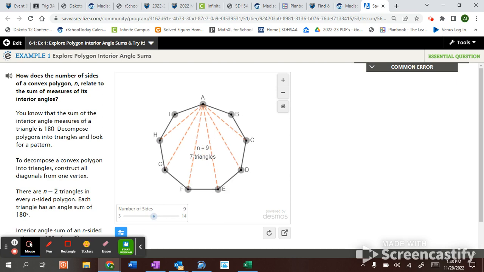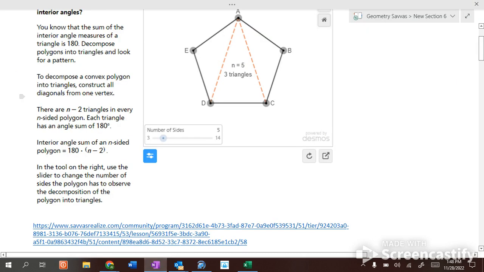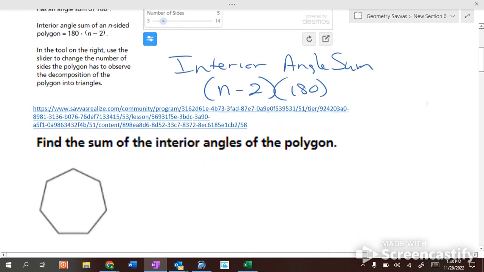Okay? So then what we use is a formula to figure this out. And our formula that we're going to use is 180 times n minus 2, or n minus 2 times 180. To find the interior angle sum is going to be the number of sides minus 2 times 180 degrees. How many triangles can you make times 180 degrees? Because there's 180 degrees in each triangle. N minus 2 times 180. That's the interior angle sum.